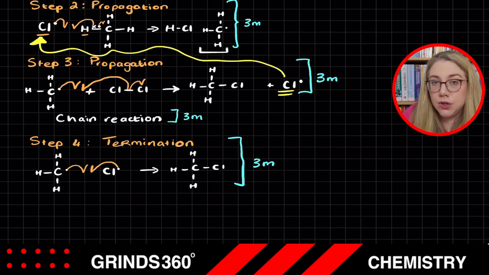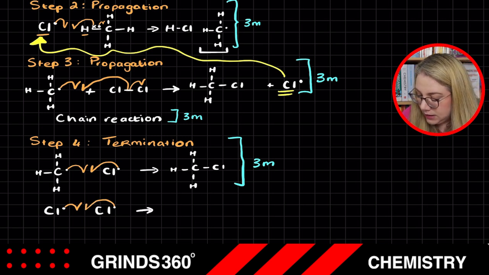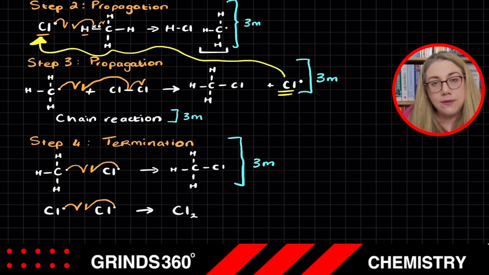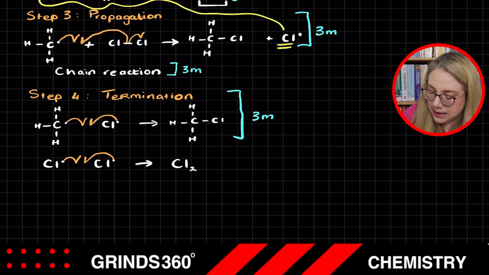However, there are another 2 termination reactions. If a chlorine free radical combines with a chlorine free radical, so we move our electrons in to form a bond between my 2 chlorine free radicals, that will form Cl2. Again, if you gave that one instead of the first reaction, you will still get 3 marks for that. I think it's kind of cheating a little bit, but you'll still get it.